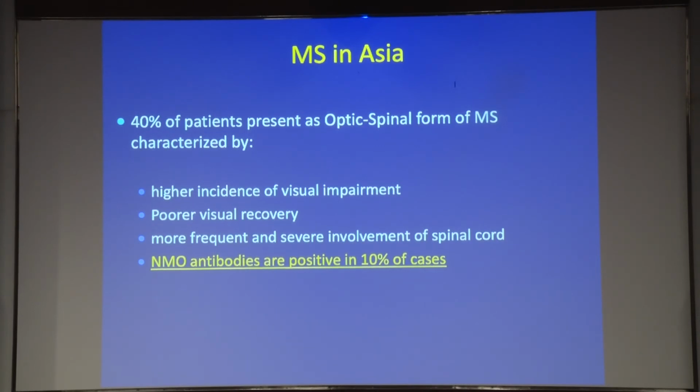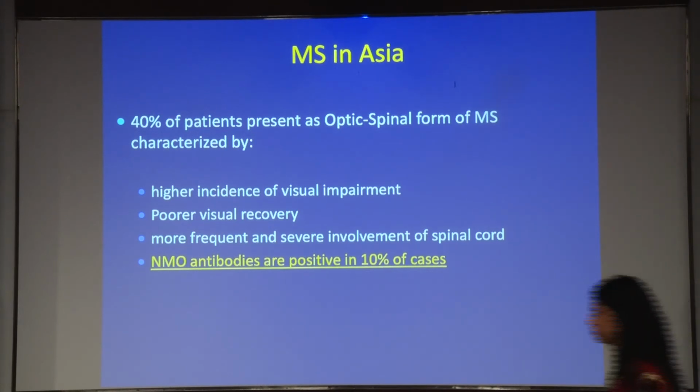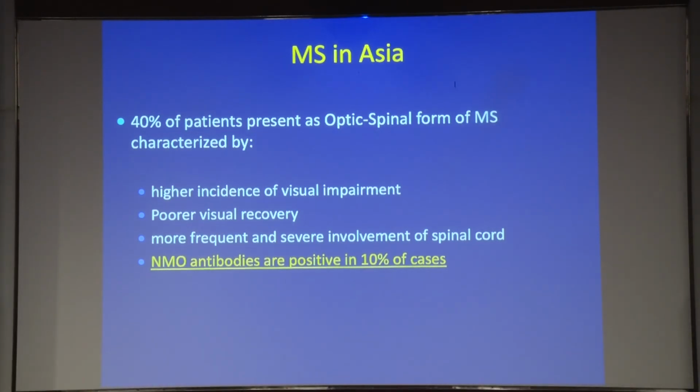In fact, a couple of studies have shown in India that 10 to 20% of patients who present with a feature of multiple sclerosis actually are NMO positive. So NMO positive antibodies are present in at least 10% of them. So that's how our understanding and our management and intervention of optic neuritis in India and Asia has changed.